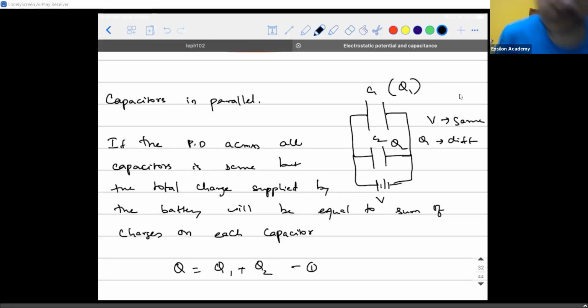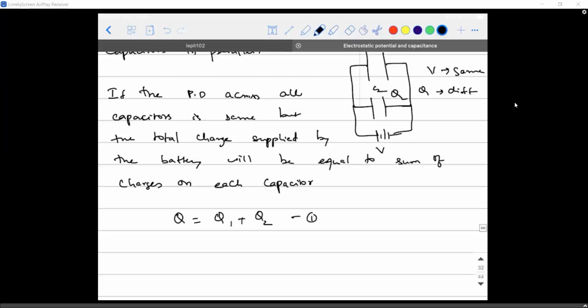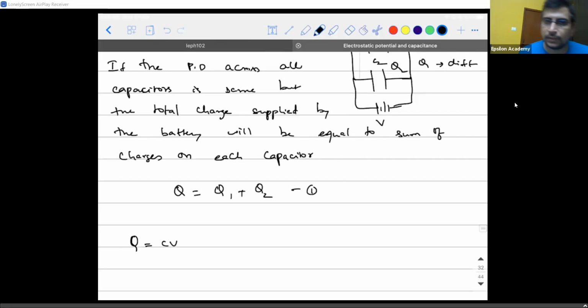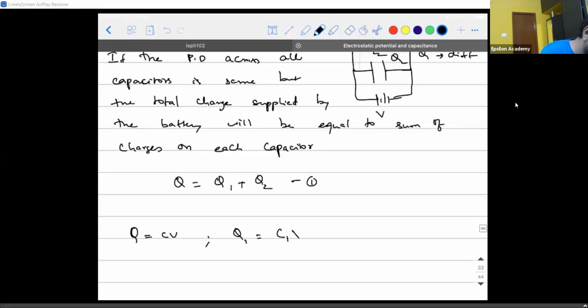Hope it is clear. Q will be equal to Q1 plus Q2, right? But what is the value of Q? Q is equal to CV. So the charge across the first capacitor, Q1, will be equal to C1 into V. Similarly, Q2 will be C2 into V. Any doubt in this?